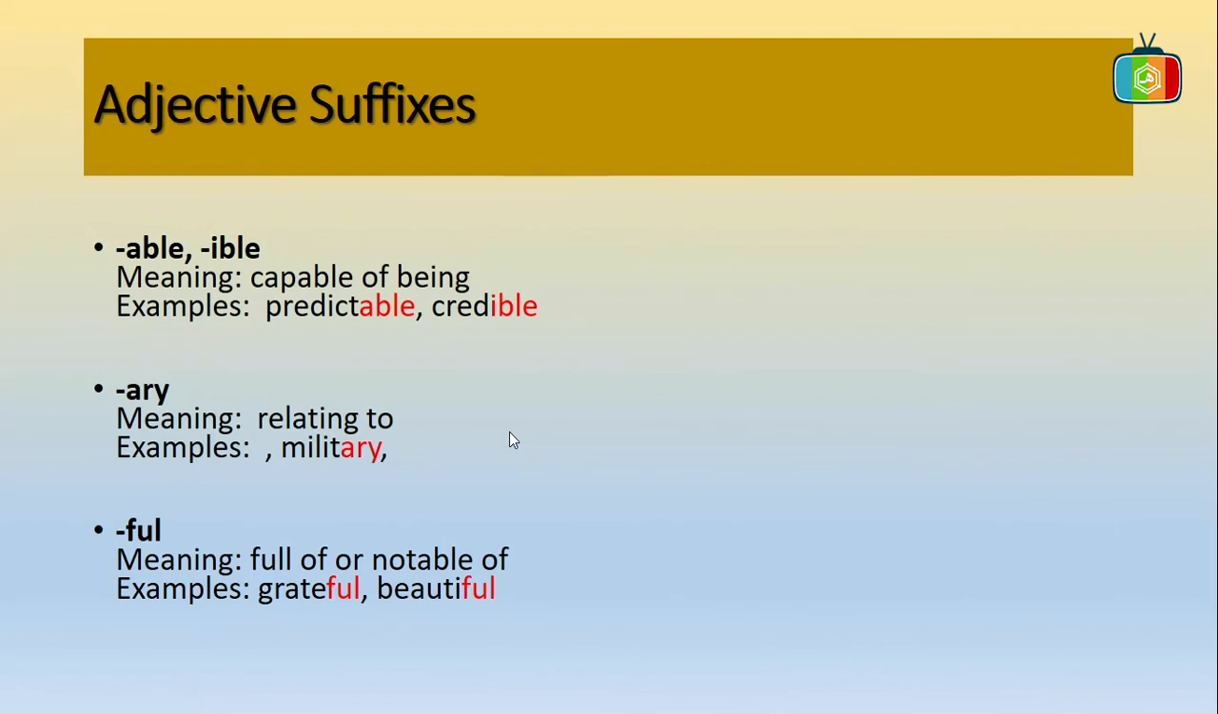Now let's move to the adjective suffixes. Here we have able and ible, which means capable of being. For example, predictable and credible. Here we have ary, which means relating to. For example, military. And here we have ful, which means full of or notable of. For example, grateful and beautiful.